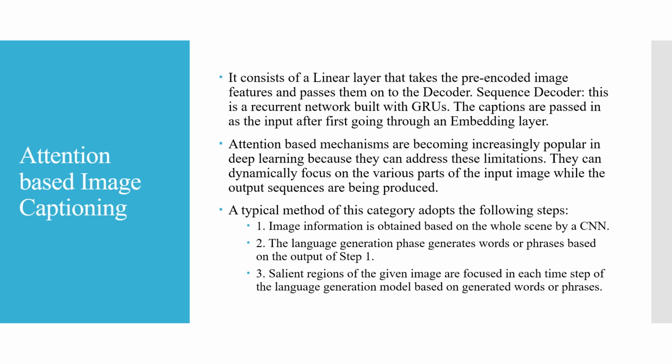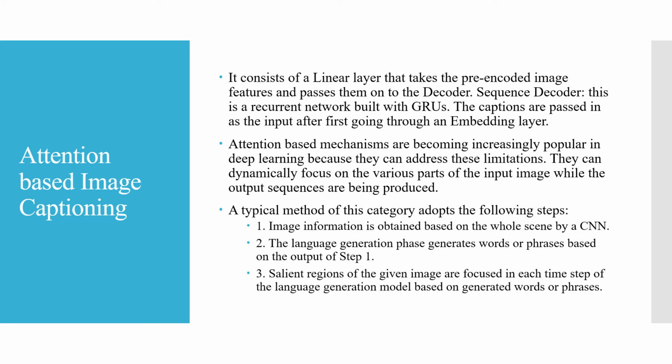Attention-based image captioning. It consists of a linear layer that takes pre-encoded image features and passes them on to the decoder. The sequence decoder is a recurrent network built with GRUs. The captions are passed in as the input after first going through an embedding layer. Attention-based mechanisms are becoming increasingly popular in deep learning because they can address these limitations. They can dynamically focus on various parts of the input images while the output sequences are being produced.